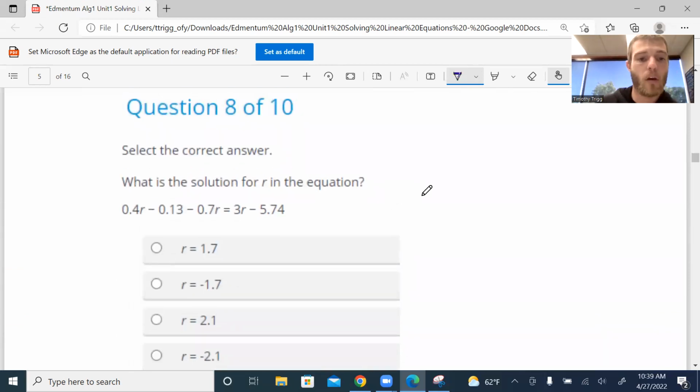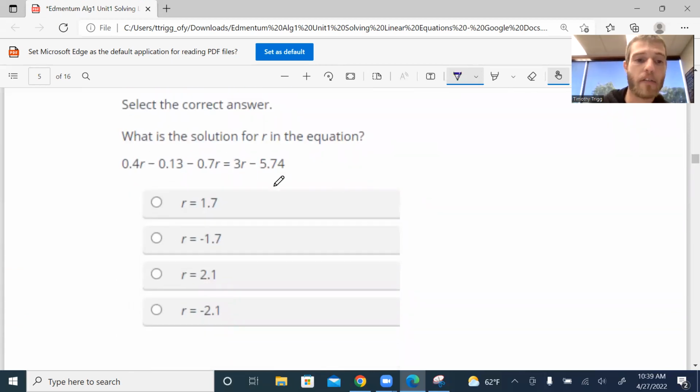Number 8. Well, this one's got decimals in it, and it's got a lot of the variable. You can see there's a 0.4r and a negative 0.7r on the same side of the equation, and then there's a 3r on the right side of the equation. Okay. Well, let's go ahead and we can combine these two over here on the left. So 0.4r minus 0.7r, that's going to give us negative 0.3r.